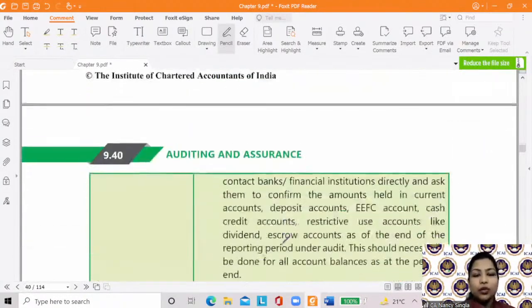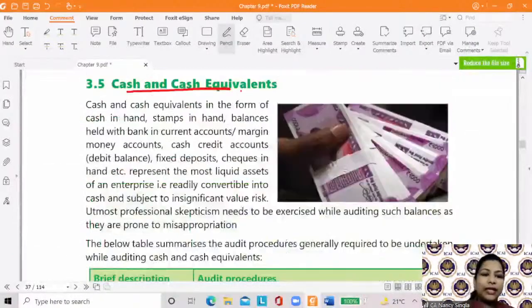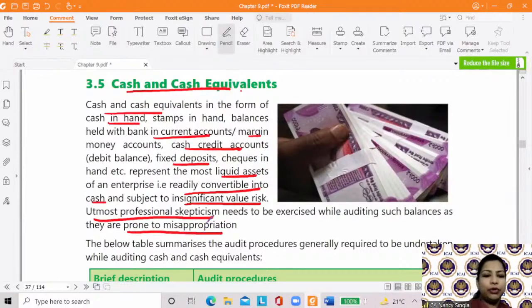ठीक है? So BRS हमने कर लिया है ना? So let me just, कैश इक्विवेलेंस होते क्या है, कैश इन हैंड होता है, करंट अकाउंट होता है, मार्जिन मनी अकाउंट्स होते हैं, कैश क्रेडिट, फिक्स्ड डिपॉजिट्स, ये सब होते हैं, लिक्विड होता है, रेडिली कन्वर्टेबल होता है and insignificant value risk होता है जब कन्वर्ट कर रहे हो. तो at the most professional skepticism, why? Because these are very much prone to misappropriation.